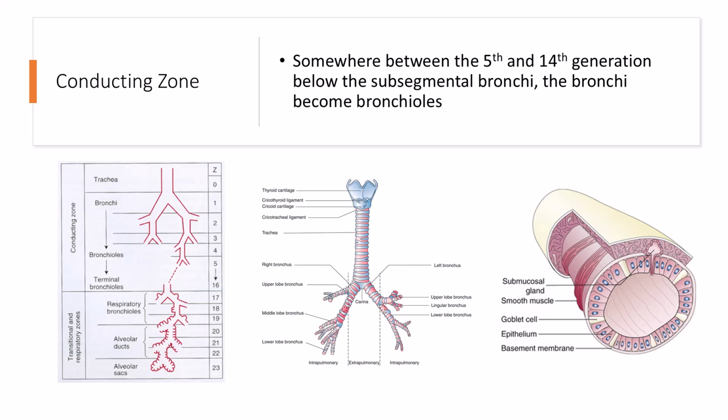Inspired air becomes 100% saturated with water vapor and is warmed to body temperature, which is 37 degrees Celsius, after it reaches the second or third airway subdivision below the carina. The point at which this occurs is known as the isothermic saturation boundary.